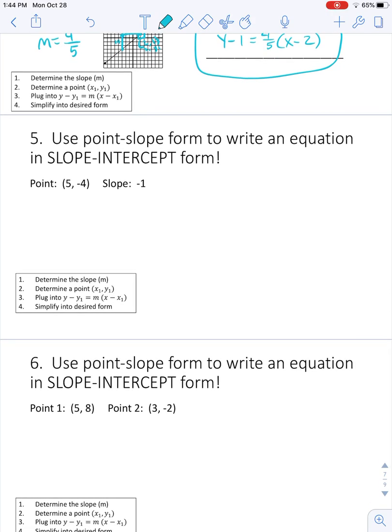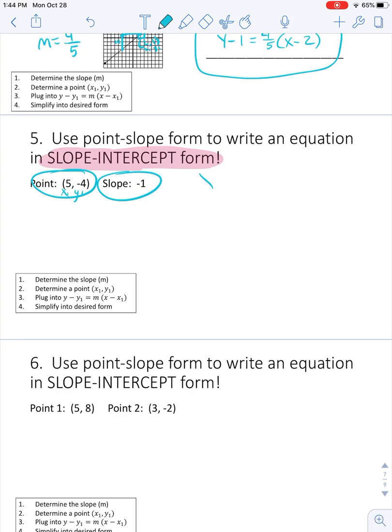So now we move on to number 5. And this is where we are asked to actually go all the way. This is the most common type of problem and what you're going to see on the test. We're going to be asked to go all the way into slope-intercept form. So we're going to start off. We've got our point. We've got our slope. So step 1 and 2 are done. Here's step 1. We have a slope. Here's step 2. We have a point, (x1, y1). I like to label it.